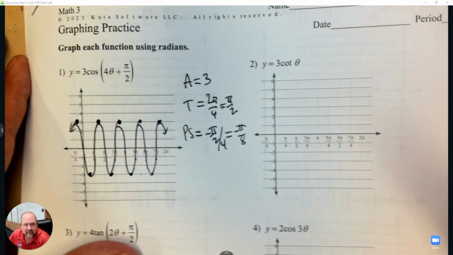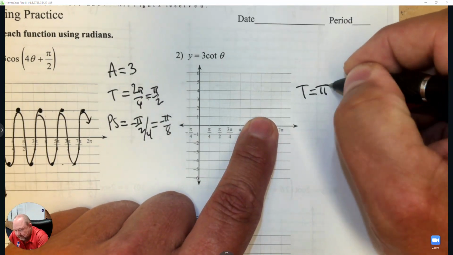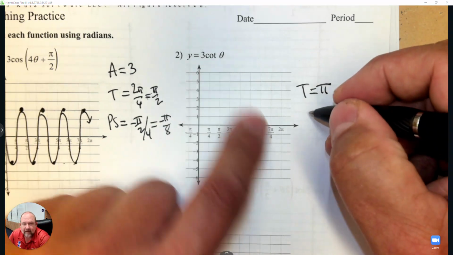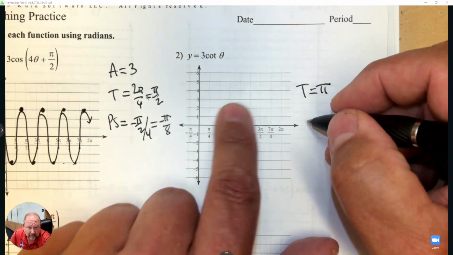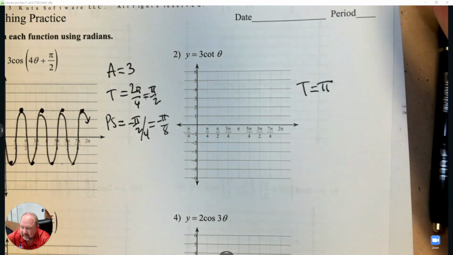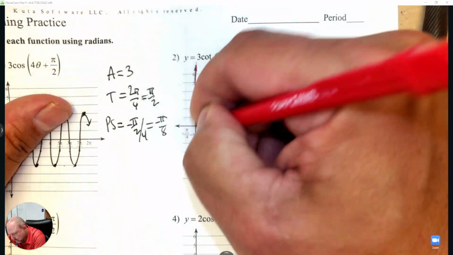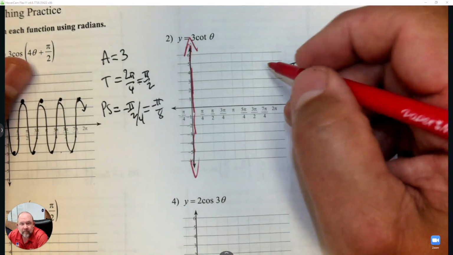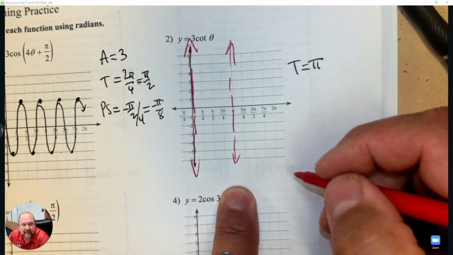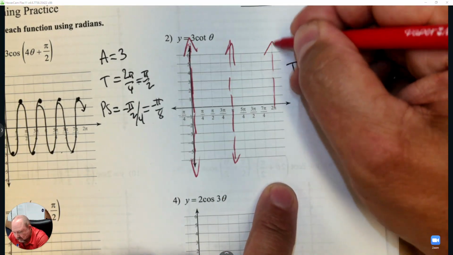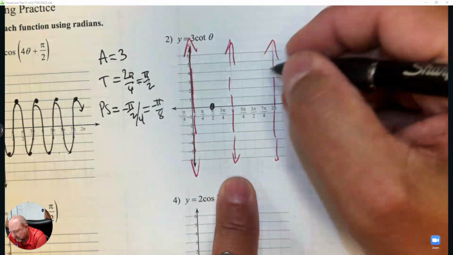All right, let's keep practicing together. Number 2 is cotangent. And so the period for cotangent's pi. Nothing's changed that. And there's no phase shift, no vertical shift. There's no amplitude for it, but this 3 will come in when I graph. I need to know that cotangent starts with an asymptote. So I'm going to start with an asymptote. And then at pi, we'll end 1 pattern, 1 period. And then I'm going to go another pi to the right. Now, exactly in the middle between that is going to be a point of inflection. So at pi over 2 and 3 pi over 2.